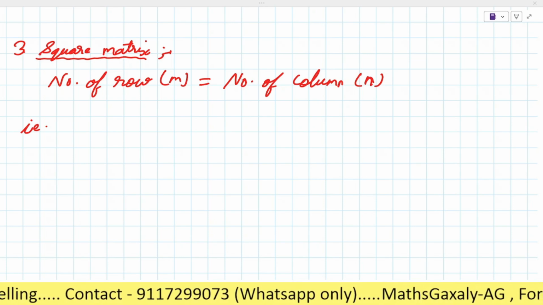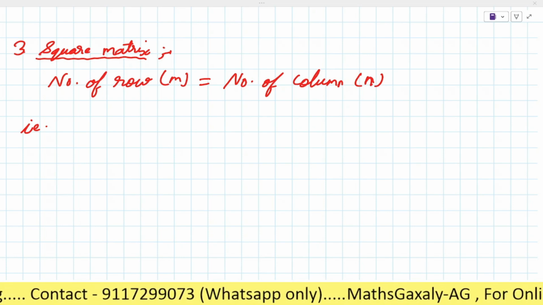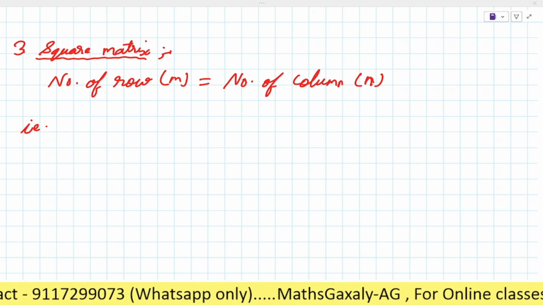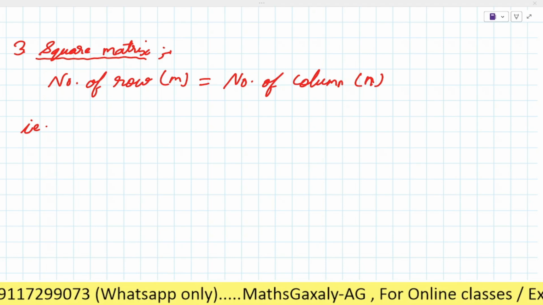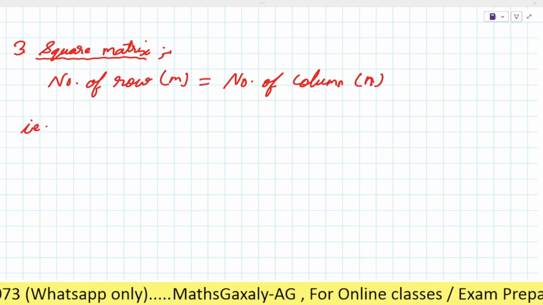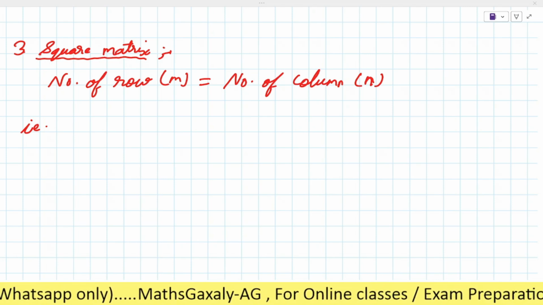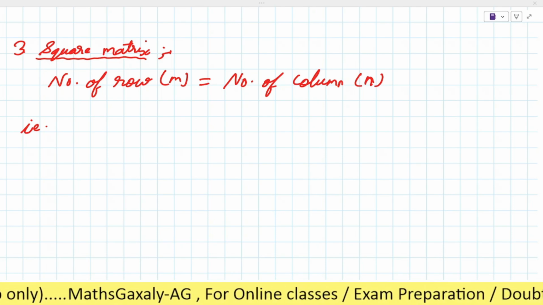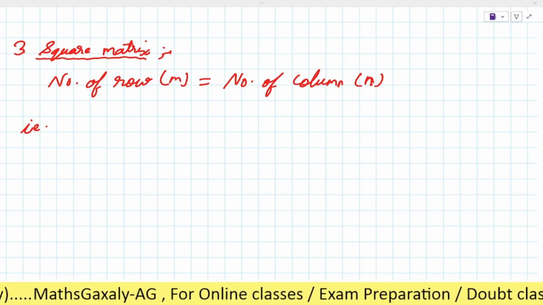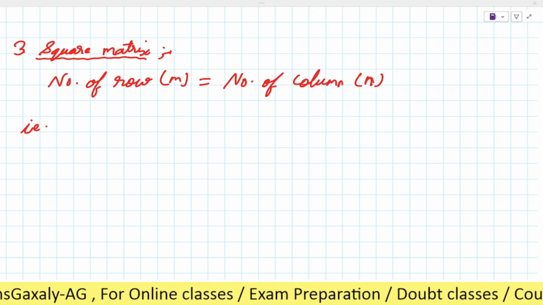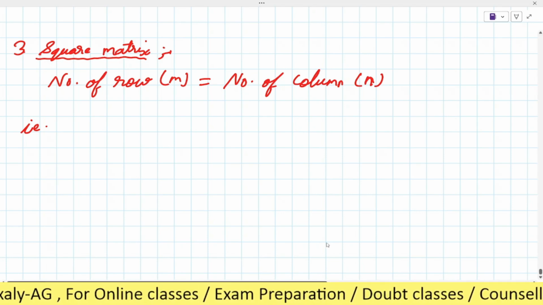When you have to explain the square matrix, you can say that a matrix is said to be a square matrix when the number of rows is equal to the number of columns. If it has the number of rows equal to the number of columns, that type of matrix is known as a square matrix.